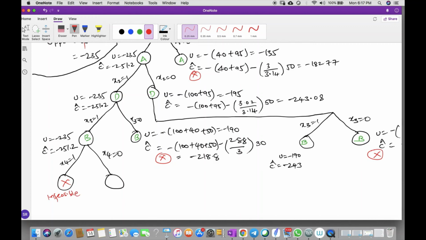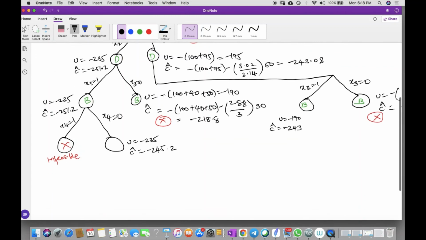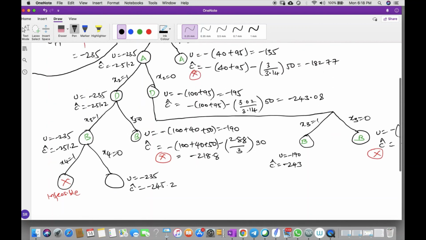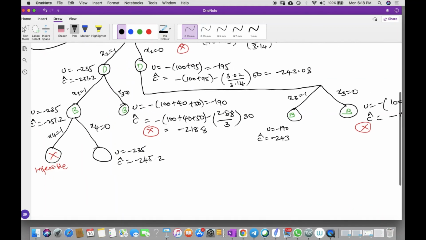Now x4 is equal to 0, we will be having the values as u is equal to minus 235 and the C cap value as minus 245.2. Here C cap value is lesser than the upper, so we can still pursue this, but there is no better upper bound we have found out. After x4 is equal to 0, what we got till now is x1 is 1, x2 is 1, x3 is 1 and x4 is 0. So this particular layer is done.